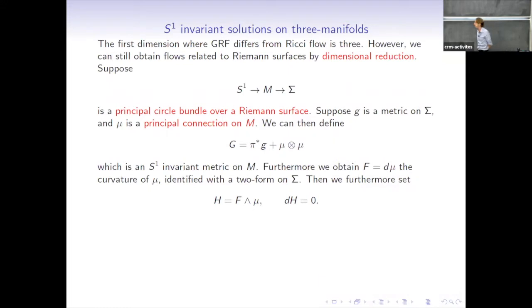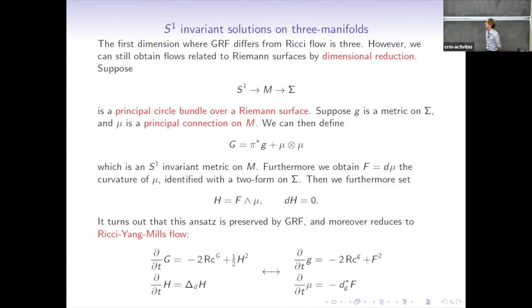And then I can define a 3-form. It's a specific ansatz, so I can take H to be F wedge mu. dH is of course 0 just for dimension reasons. Okay. And the point is that the generalized Ricci flow preserves this ansatz. So it preserves this relationship of H. It will first of all preserve the S1 symmetry and then also preserve this form of H.